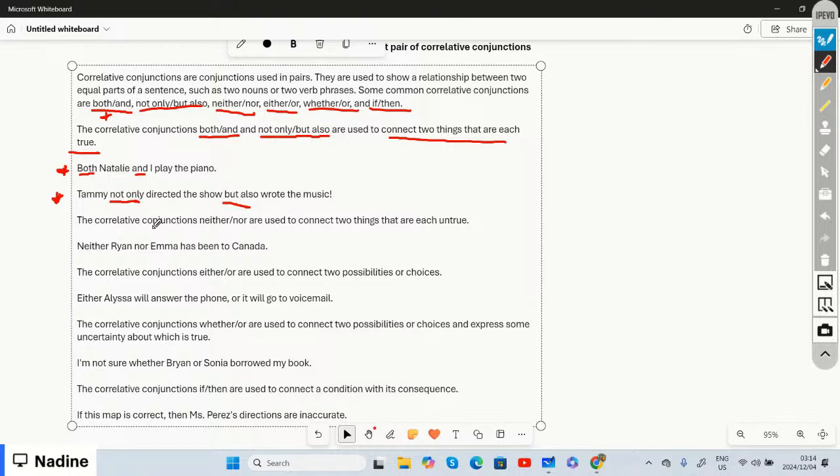And once again, we said both and, and not only but also are used to connect sentences that show that two things are each true. For example, both Natalie and I play the piano. That is true because I'm telling you that both of us do that. Tammy not only directed the show but also wrote the music. It shows that Tammy did both.